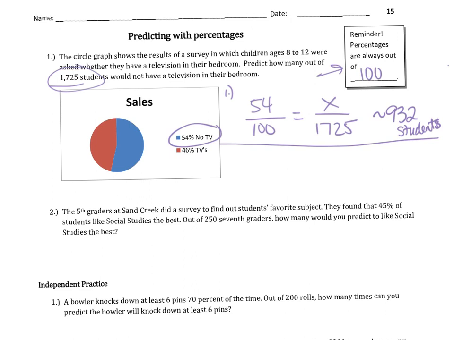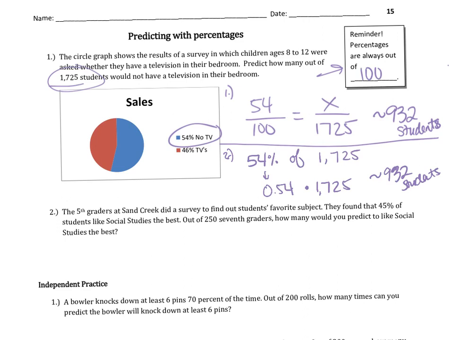The other way to do it is to use your knowledge of percents. So you know 54% of students don't have a TV. So we're looking for 54% of 1,725 students. Well, you can change that to a decimal and then multiply it by 1,725, which should give you the exact same thing, and it does. So still about 932 students. Okay, so you can use either way, doesn't matter to me as far as percentages go.